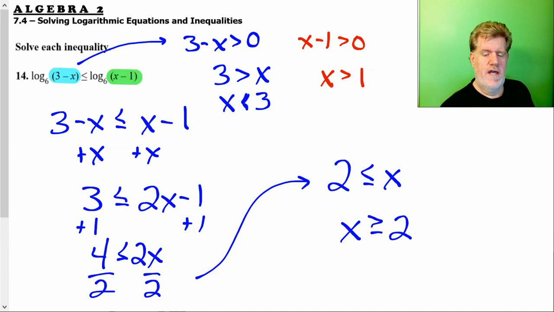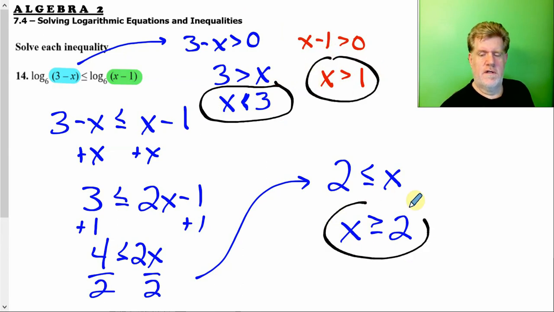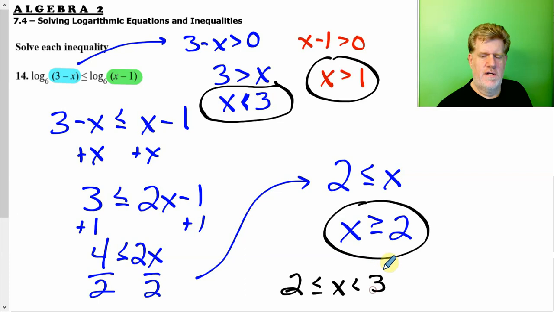Okay, let's look at our 3 answers here. Our 3 answers are these. x has to be less than 3. x has to be greater than 1. And x has to be greater than or equal to 2. So where are all 3 of these things going to be true? All right, x is less than 3. x is greater than 2. So really, our answer would be 2 and 3.